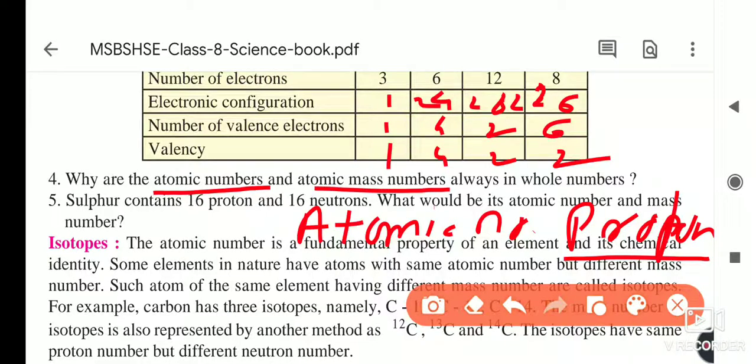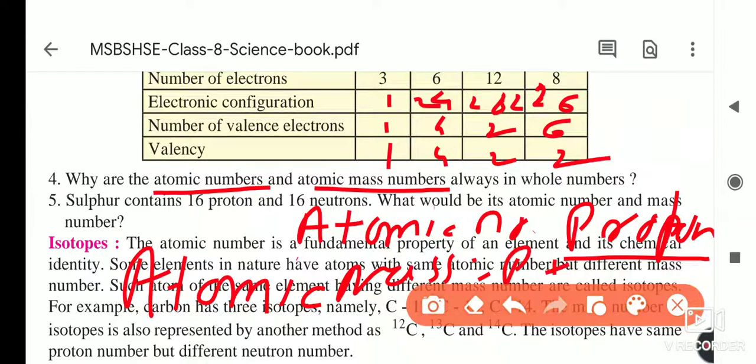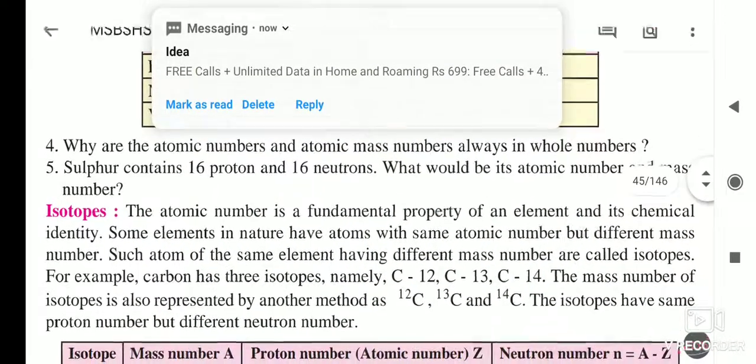And atomic mass number, what does it mean? Atomic mass number is equal to protons plus neutrons. Protons are whole numbers and neutrons are also whole numbers, and that's why atomic mass is also a whole number. Okay.